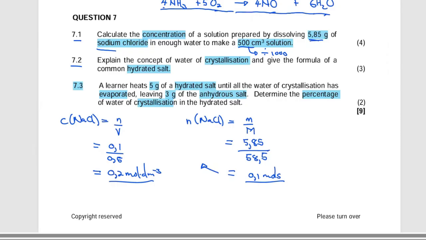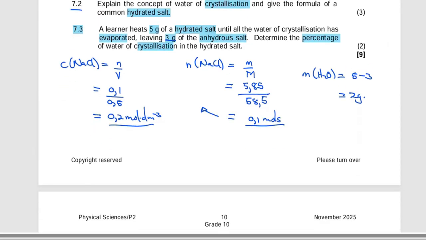So now for 7.3, it says determine the percentage. I think what they really needed first was to determine the mass of the water. Let me start by saying mass of the water is equivalent to, so we started with 5 grams, right? Then after that, what happened? The water evaporated, leaving how many grams? 3 grams. So I'm going to say 5 minus 3. What am I going to get? A value of 2 grams, right?